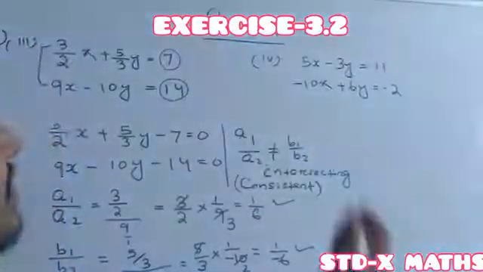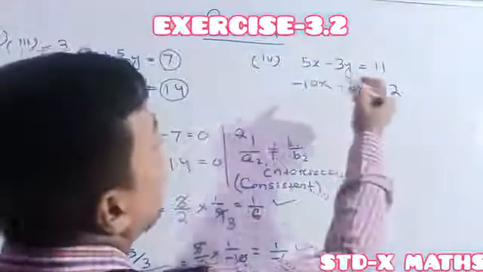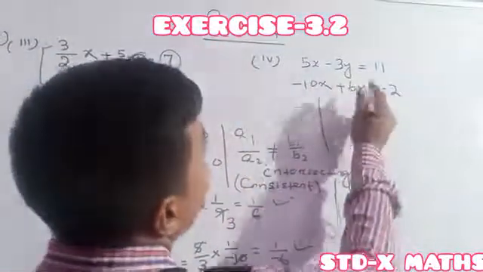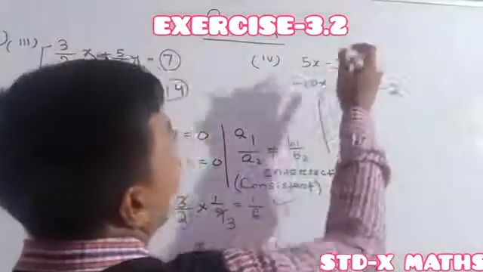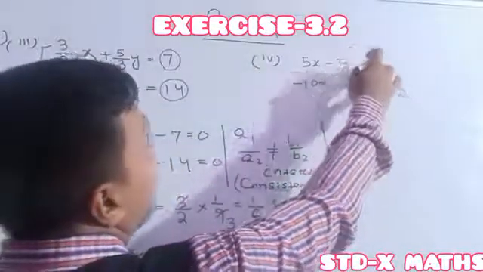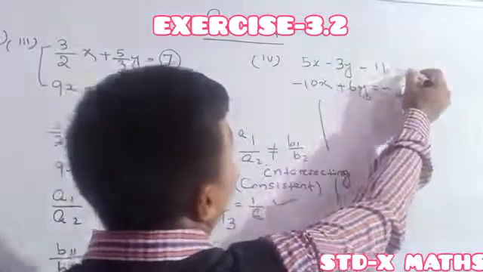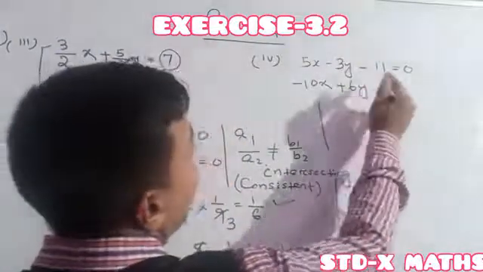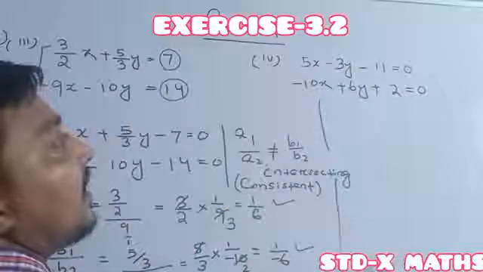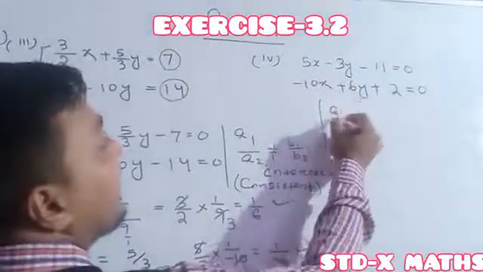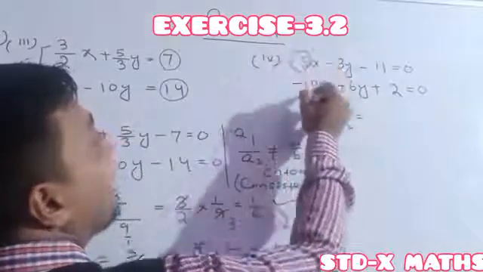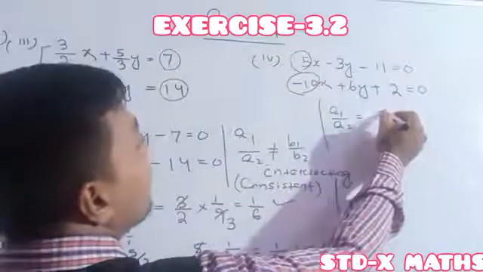Okay. And in the second question, I am also arranging it in the form A1x plus B1y plus C1 is equal to 0, and here it is minus 2. Whenever I write it to the left side, it becomes plus 2, equal to 0. Here A1 by A2, directly I am writing A1 divided by A2, it means minus 1 by 2.